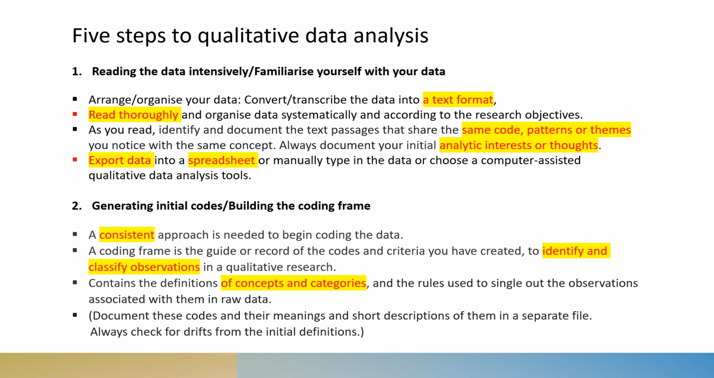Secondly, you need to build the coding frame. A coding frame is a guide or the record of the codes and criteria that you have created, used to identify and classify observations in qualitative research. It contains the definitions of concepts and categories and the rules used to single out the observations associated with them in raw data. In a separate file, I would advise that you document these codes and their meanings and short descriptions of them. Always check for drifts from the initial definitions.